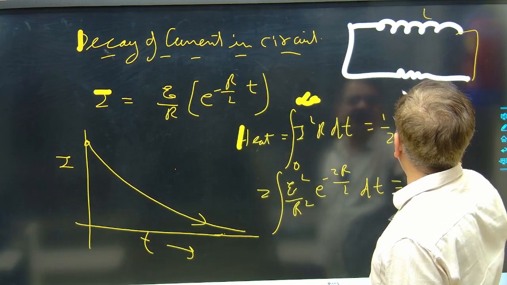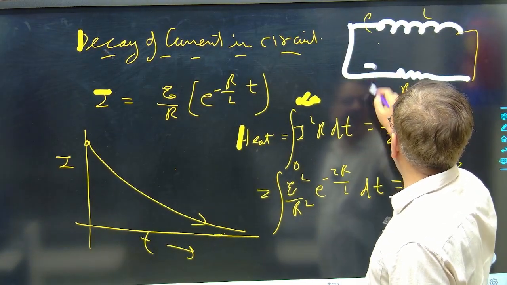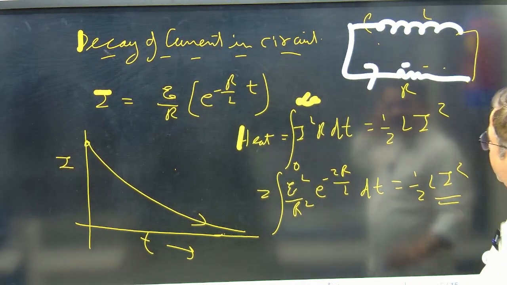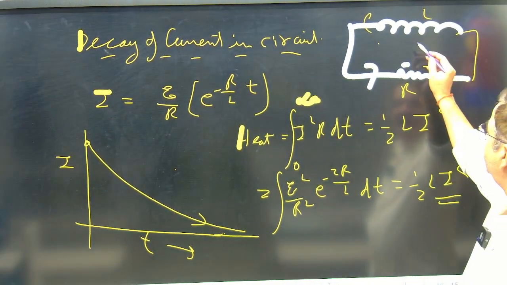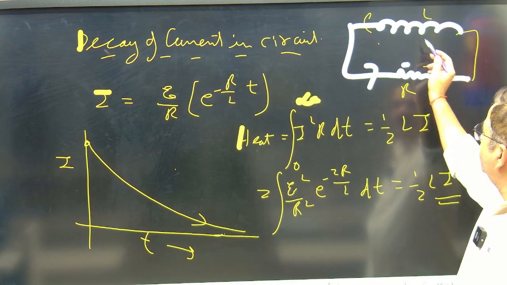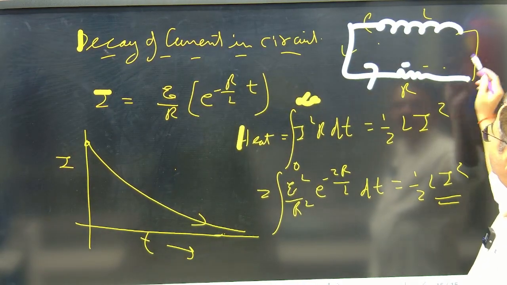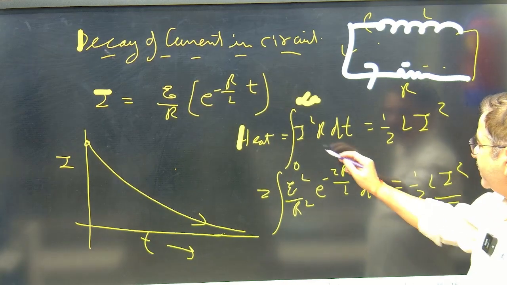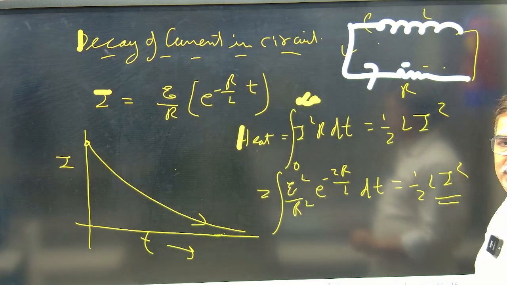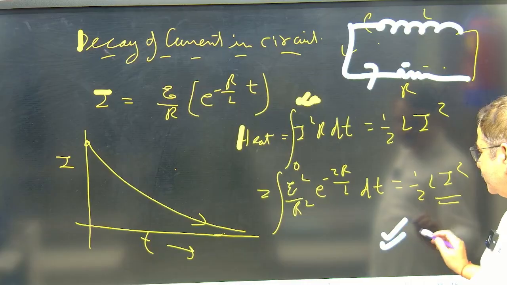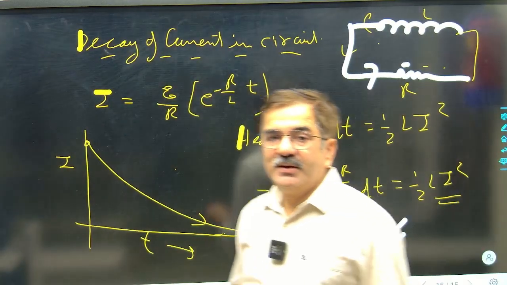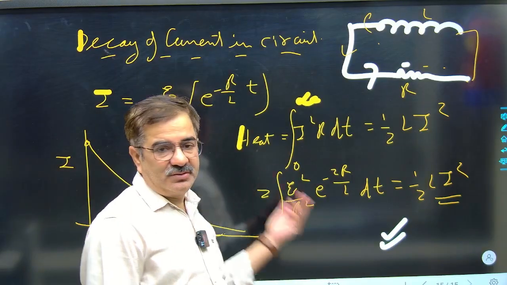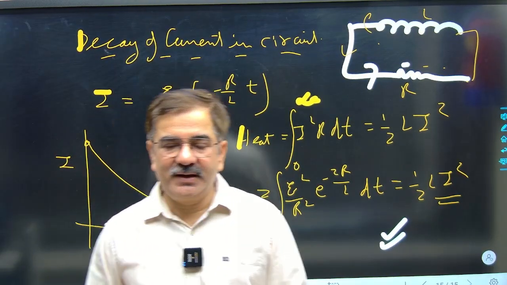It is the inductor and it is the resistor. All the energy stored in the inductor converts into heat in the resistor. So this formula is for decay of current in the circuit, and half L I squared equals the integral of I squared R dt: heat produced is the energy stored. Similar to what we did for capacitors, where the integral of I squared R dt was equal to half C V squared. All these conditions can be found.